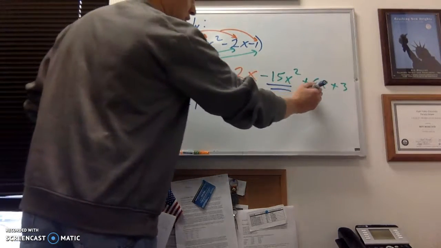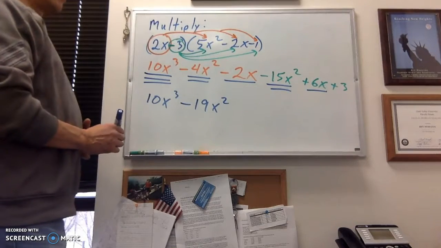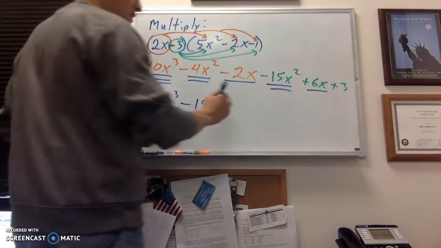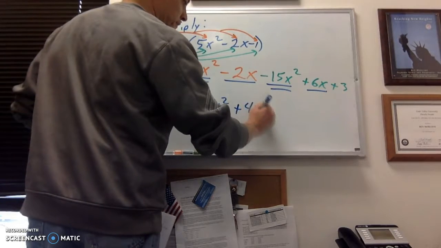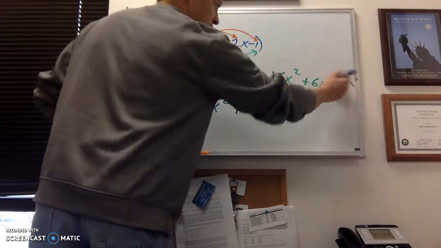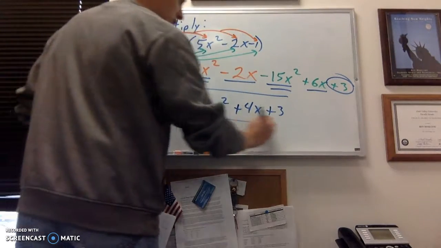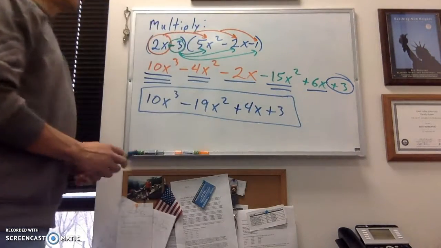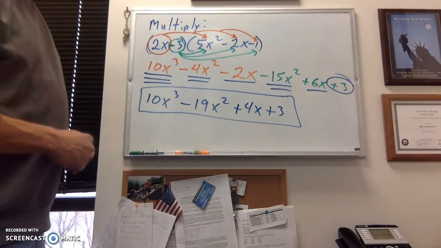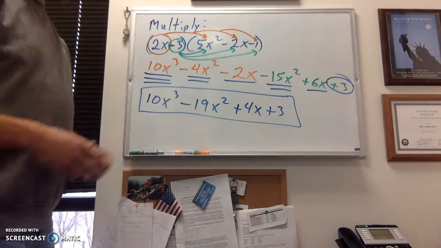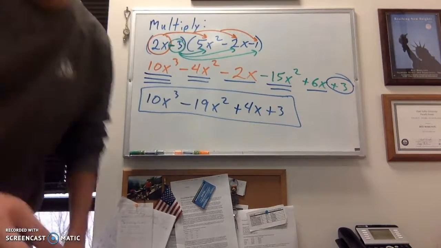Now with a single underline, I've got negative 2x and a positive 6x. That is positive 4x. And then finally, my little plus 3 there at the end, sitting there all alone. No like terms with him. All right, that's it. I've collected all my like terms, and this bad boy is simplified.